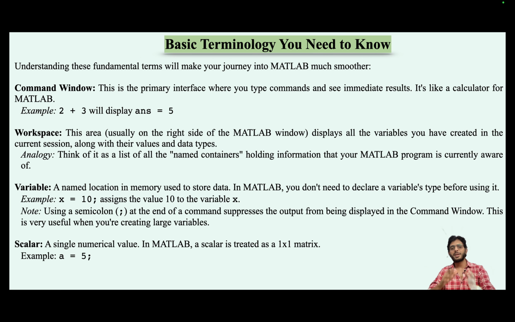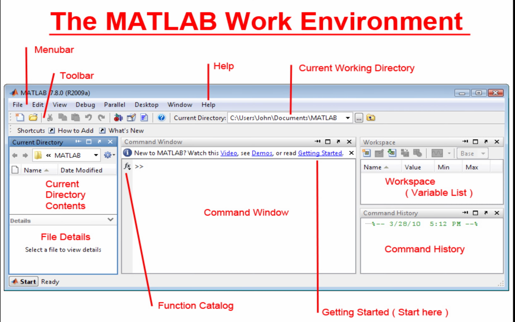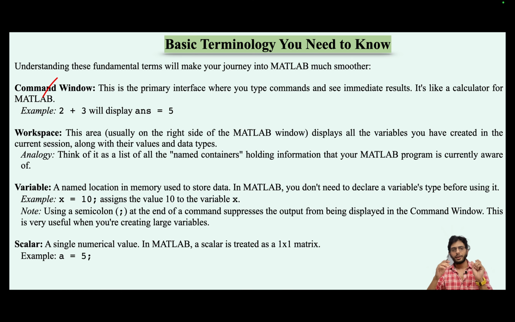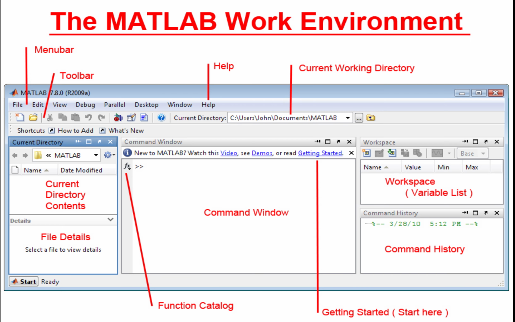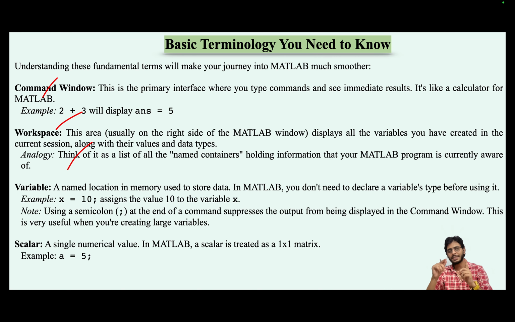Now, basic terminology that you need to know. So, command window, this is the primary interface where you type commands and see immediate results. It is like a calculator for MATLAB. Like if you type 2 plus 3, you will see the answer will be 5. Okay. Workspace, the area usually on the right side of the MATLAB window, displays all the variables you have created in the current session along with their values and data type.